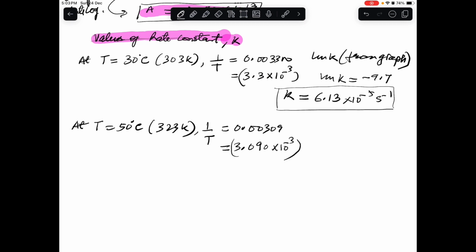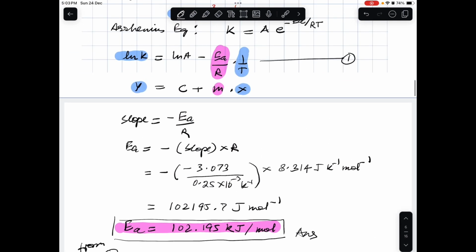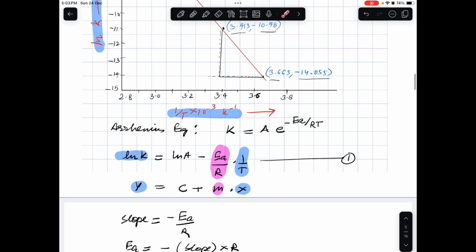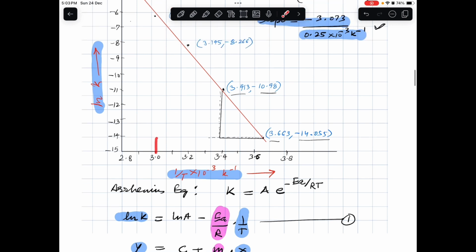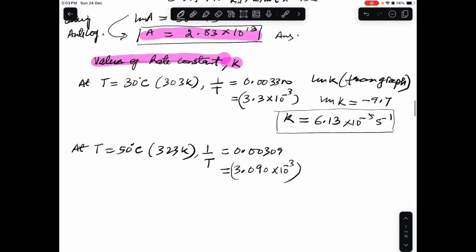At this value of 1 by T, that is 3.090, have a look in the plot what we have. 3.090, that is around 3 roughly. So what is the value of ln K? It is closer to 6. It is falling here, so it is around 6, slightly more than 6. The value, accurately, ln K from the graph will be equal to minus 6.3.